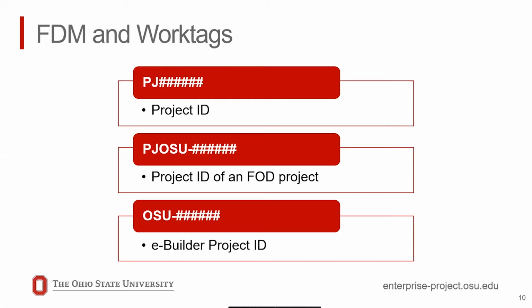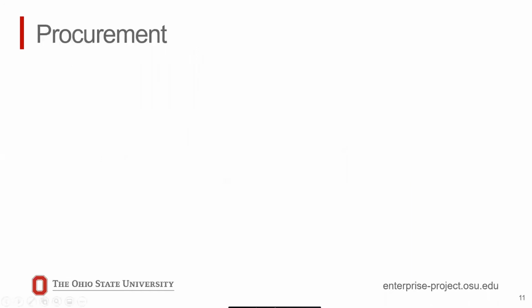If the project is managed in eBuilder, the FDC project number, PJOSU, will be used. The eBuilder project number is also set up with the FDC value and found on the Additional Data tab on the project. The project work tag is created by the FDM administrator upon completion of the process setup. Those projects that have been converted from PeopleSoft are referenced in the converted project description.